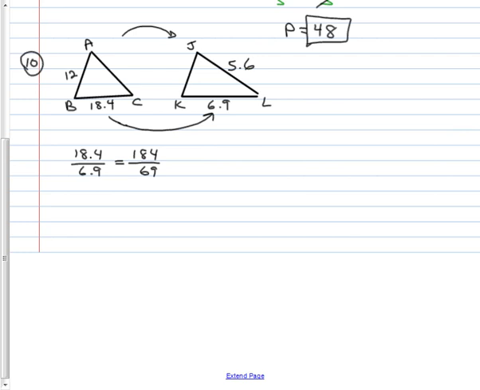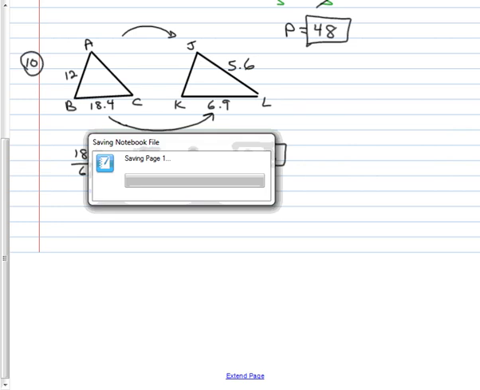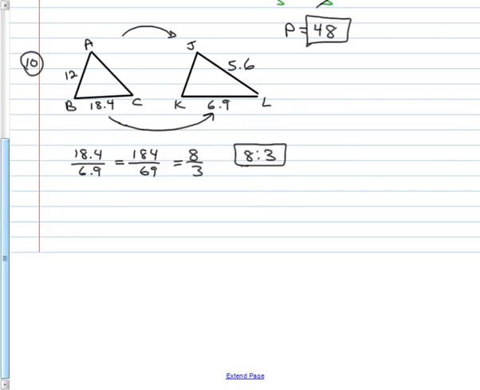And now we just need to figure out a number that goes into 184 and 69. Now some of your calculators actually reduce fractions for you. I think the number 23 goes into both of them. You divided them both by 23, 8 to 3, or written this way, 8 to 3. Here's the scale factor. Find the scale factor, we just need two corresponding sides, reduce that.